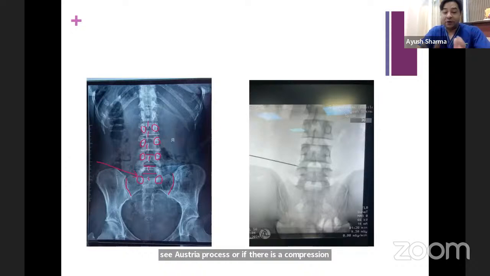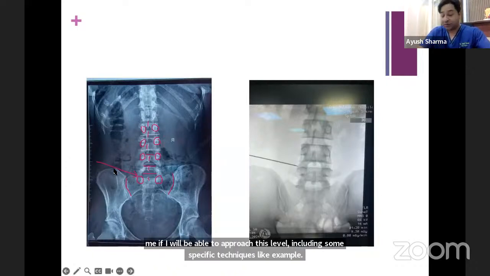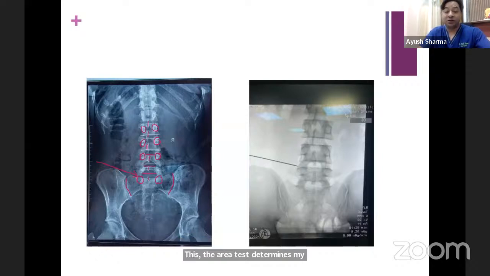So for me, this is how I look at each and every X-ray which comes to me, and that gives me an idea of how the pedicle will look on the imaging. I have also drawn a few lines. It also tells me if I will be able to approach these levels, including some specific techniques. For example, the iliac crest determines my transfemoral approach to the spine.